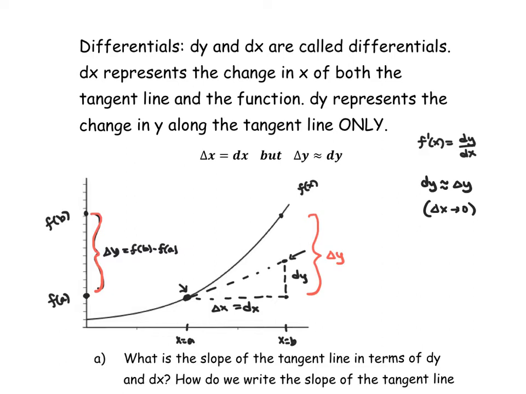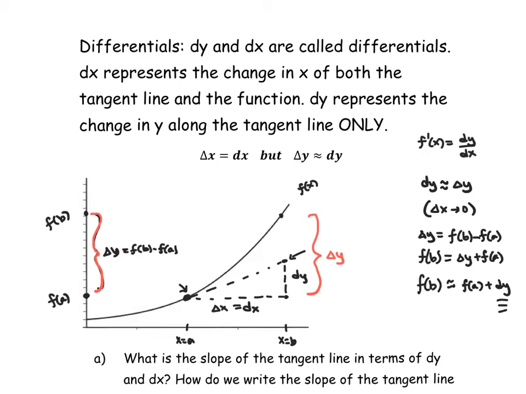Okay, let's dig in a little bit further. So we know that delta y is equal to f of b minus f of a. Therefore, f of b is equal to delta y plus f of a. Well, since I know that delta y is approximately the same as dy, I could say that an approximation for f of b would be f of a plus dy.